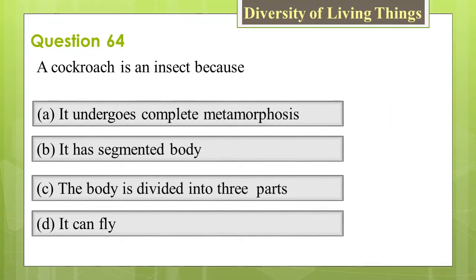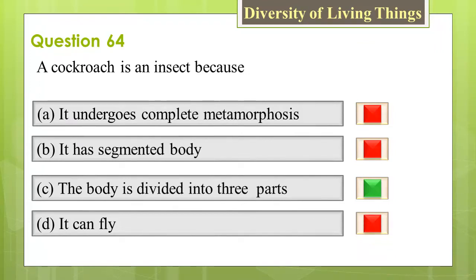Question 64. A cockroach is an insect because A, it undergoes complete metamorphosis, B, it has a segmented body, C, the body is divided into three parts, D, it can fly. Which of the following alternatives is the best alternative? The best alternative is C. The body is divided into three parts.